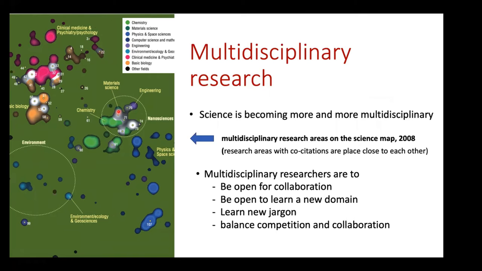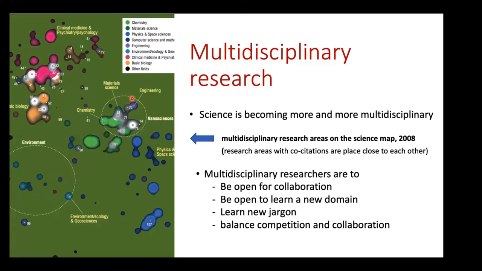So this diagram on the left is called the science map. It's a little bit old diagram. It's from 2008. I couldn't find a recent diagram. So basically, different colors represent different fields. And they have placed those fields which are cited together in papers close to each other.